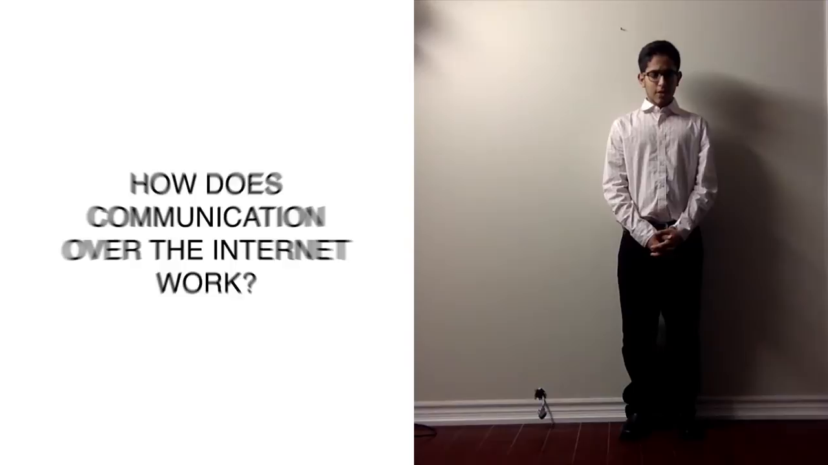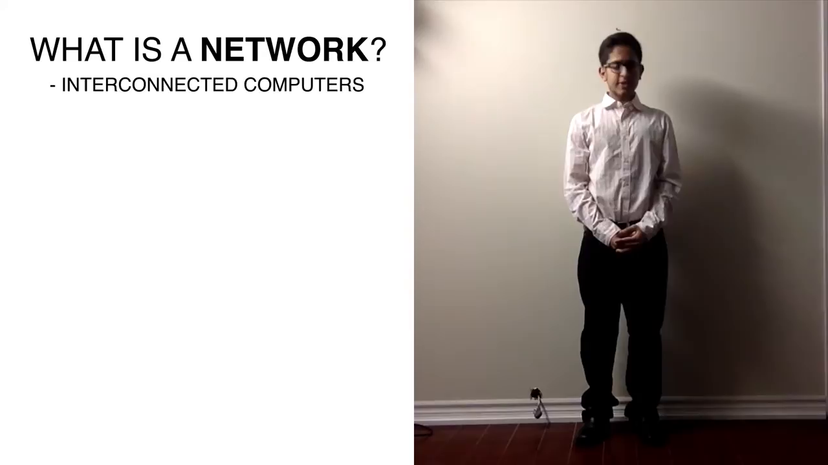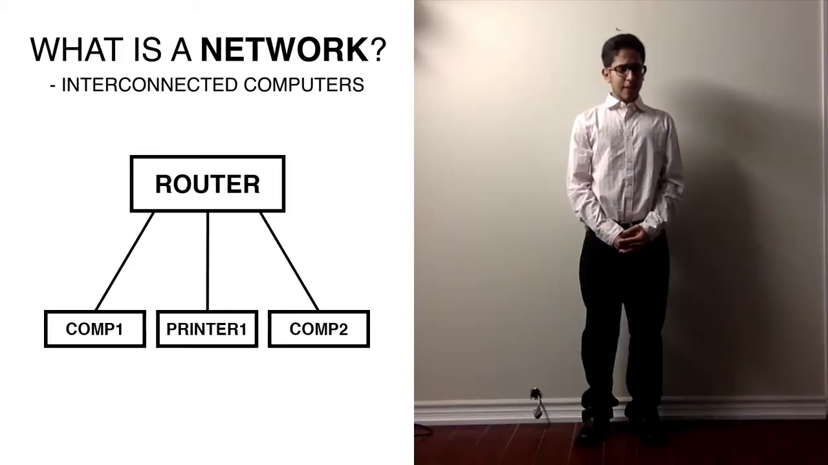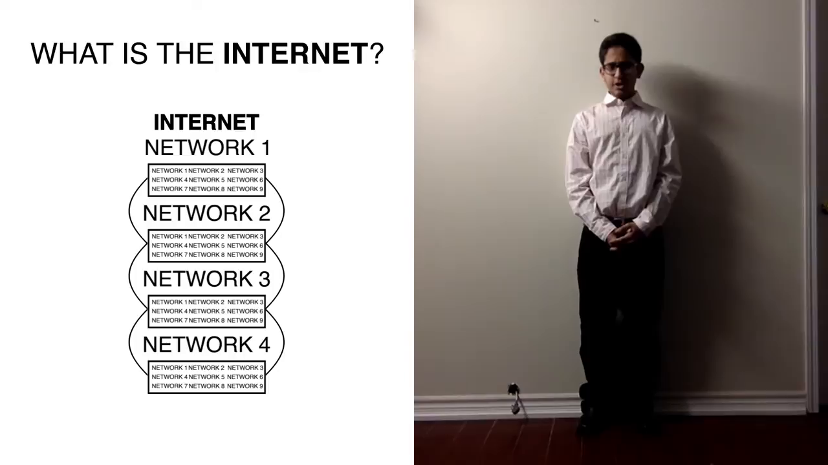Now, how exactly does communication on the internet work? Before we get into that, let's go over what exactly a network is. A network is just a group of interconnected computers that can communicate with each other. In this example, we have a home network. The router is what connects all of these computers together so that they may communicate with each other. And as you can see, computer 1 is sending a message to printer 1. Now that you understand that, you can see that the internet is just a giant network of these networks.